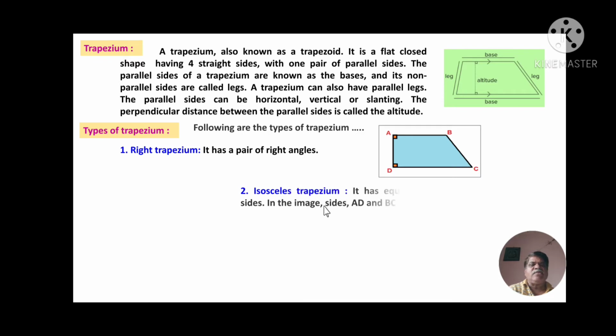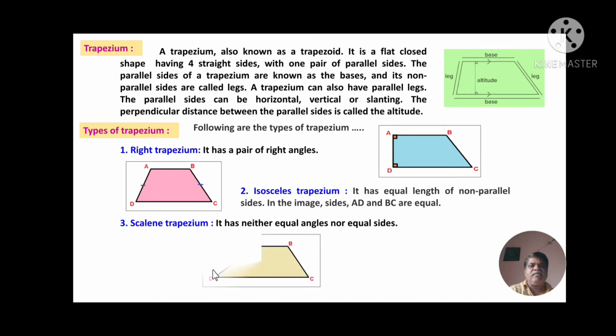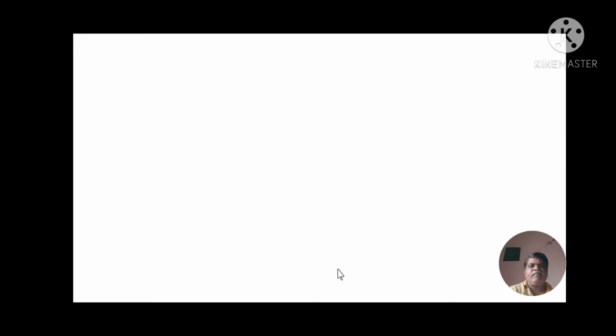Second, isosceles trapezium. It has equal length of non-parallel sides. In the image, sides AD and BC are equal, that you can see in the adjoining figure. Third, scalene trapezium. It has neither equal angles nor equal sides. It is shown below here. These are the 3 different types of trapeziums.